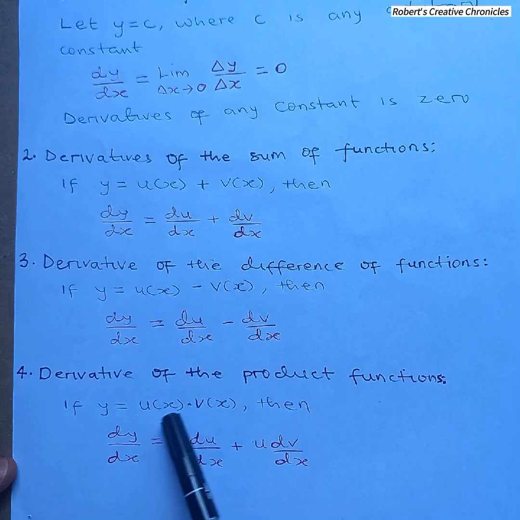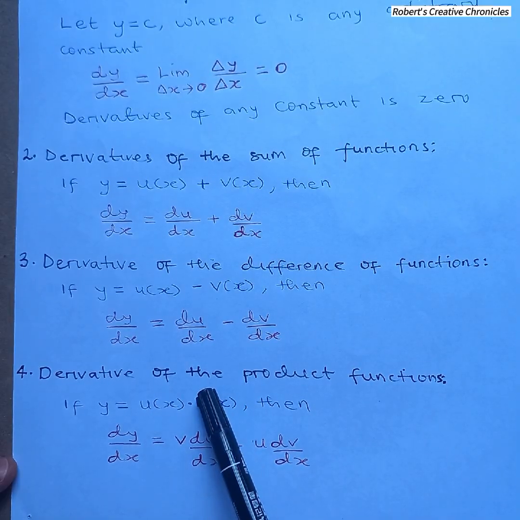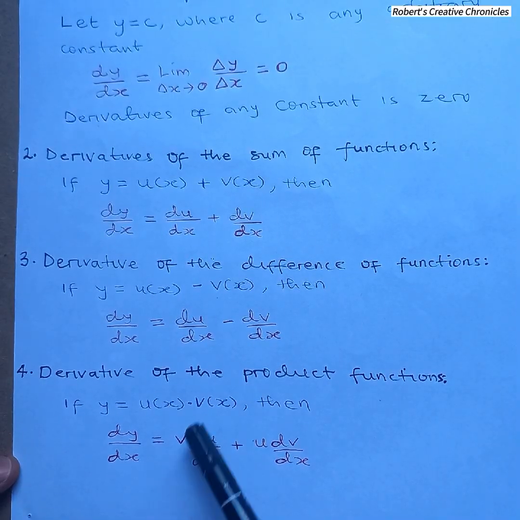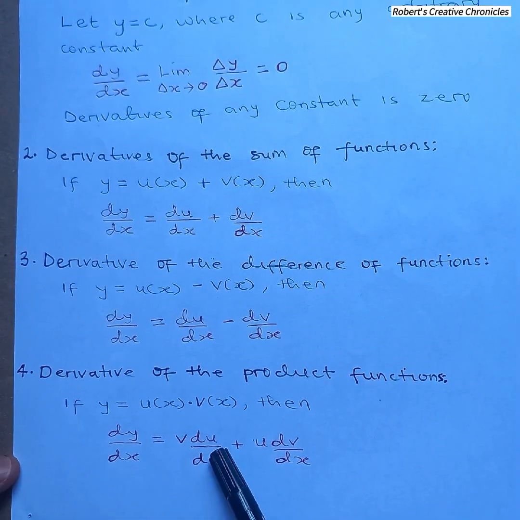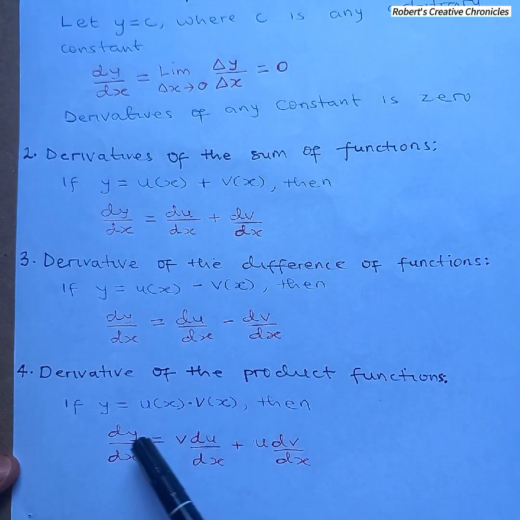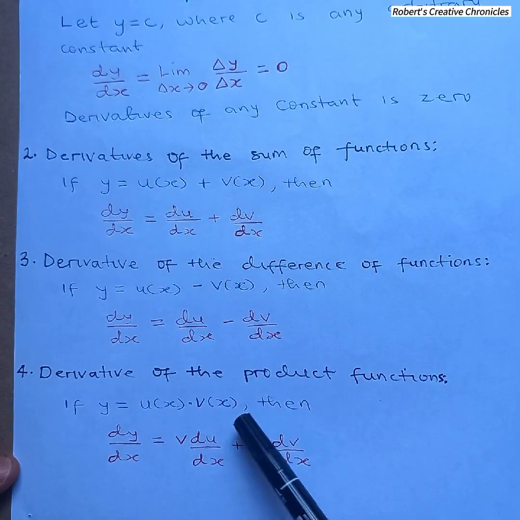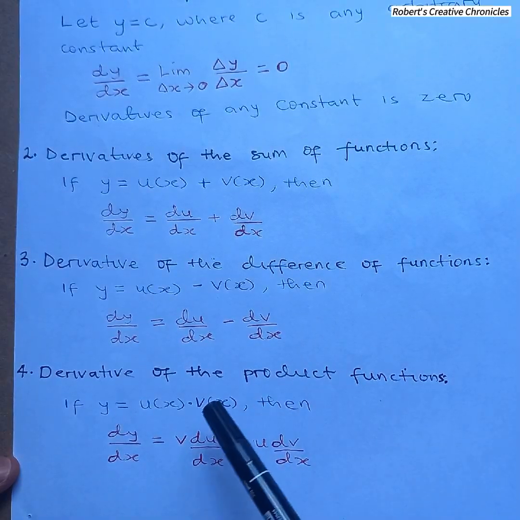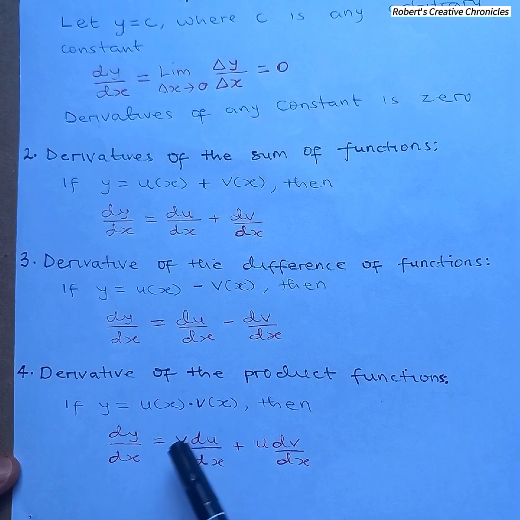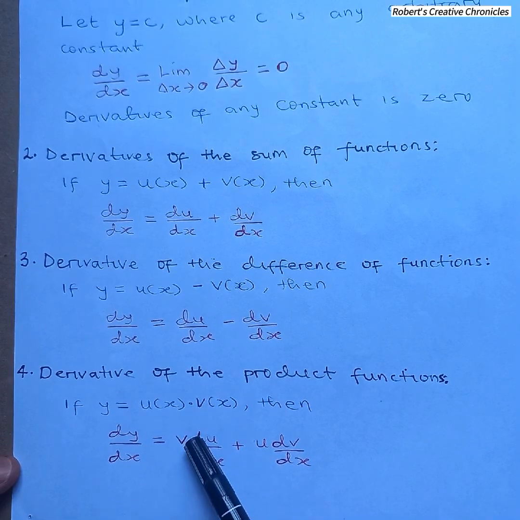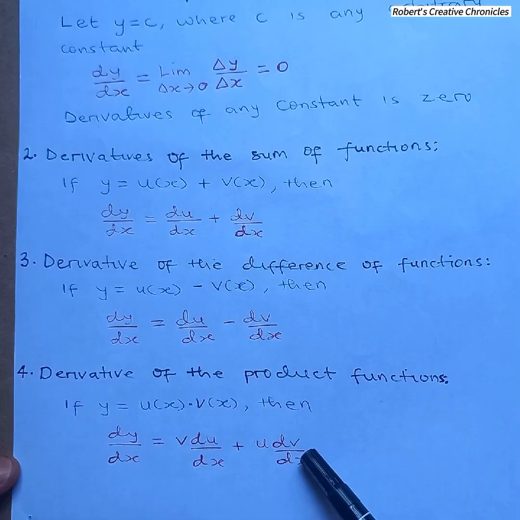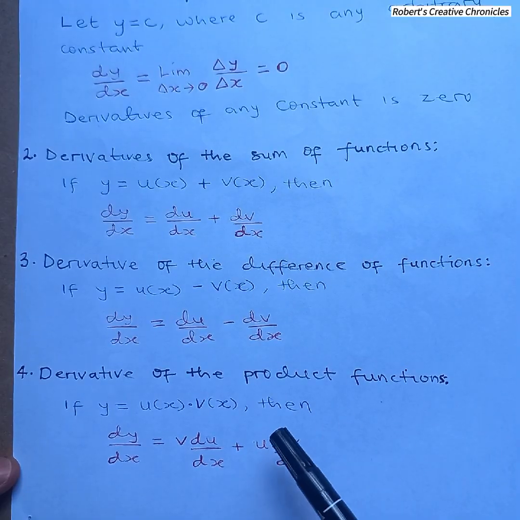you differentiate one of these functions. In this one, they differentiated u with respect to x, then you multiply it by the second one without differentiating the second one. Then you add it to the derivative of the other function multiplied by the other one that you did not differentiate. So in this one, you differentiate one of them and multiply it by the second function without differentiating the second function. Then you add it to the derivative of the second one multiplied by the other function that you will not differentiate.